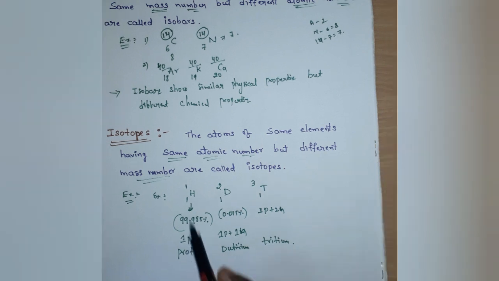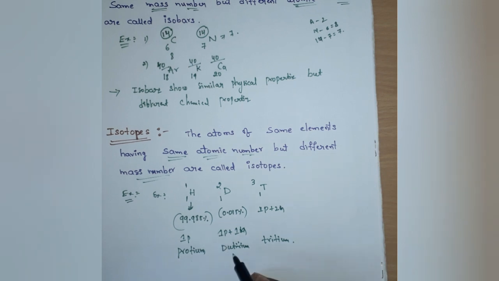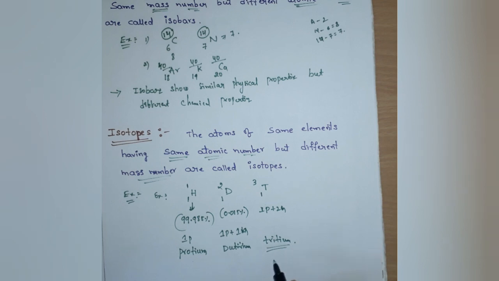In protium, one proton is present, and it is present in 99.985%. Next, in deuterium, one proton and one neutron are present, and in tritium, one proton and two neutrons are present. So these are the isotopes of hydrogen.